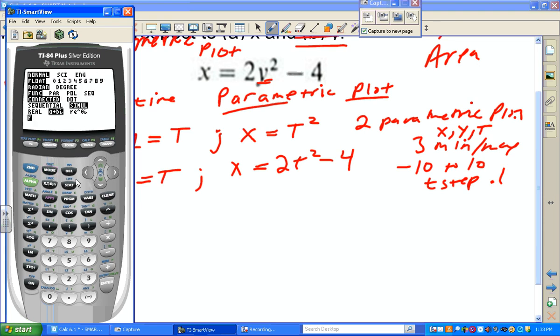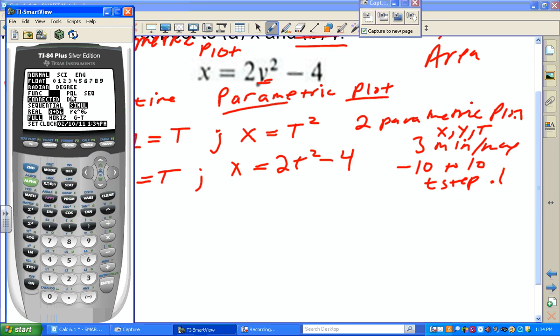I go to mode, and I change it from function to parametric. First of all, you'll notice when you go to parametric, you see that x, t, theta, n button? Watch very carefully. See the x is first? That stands for function. What comes second? T. That stands for parametric. What comes third?